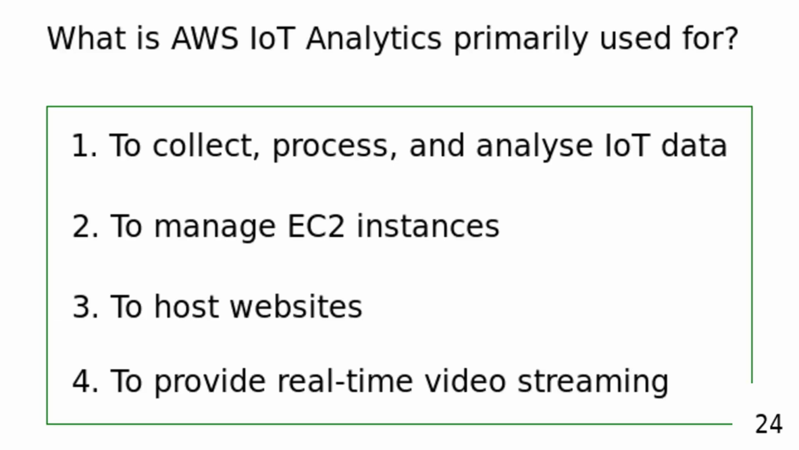What is AWS IoT Analytics primarily used for? To collect, process, and analyze IoT data. To manage EC2 instances. To host websites. To provide real-time video streaming.